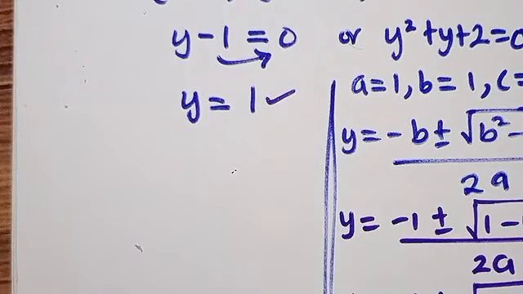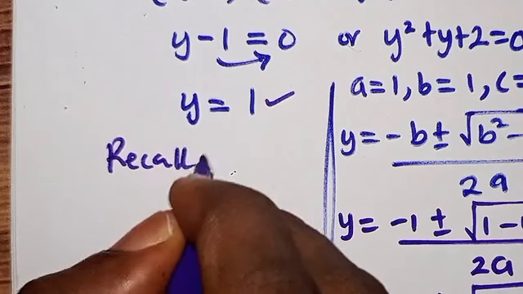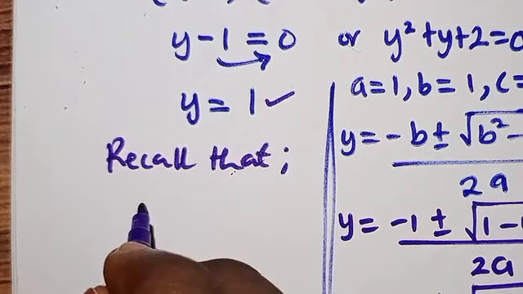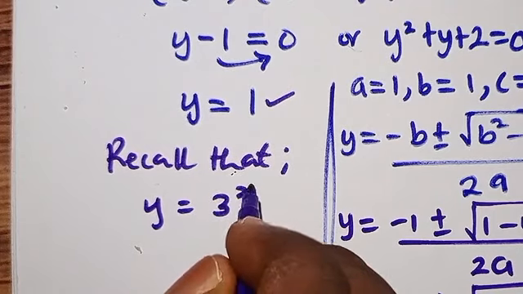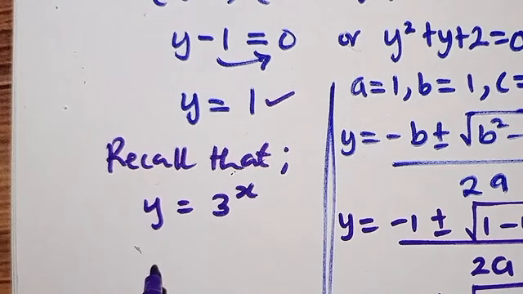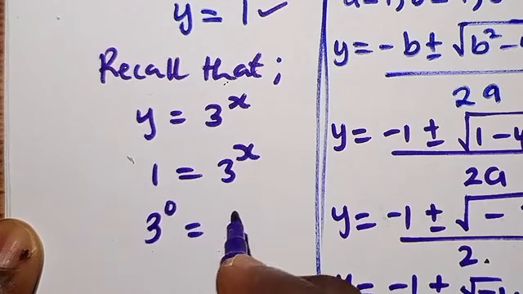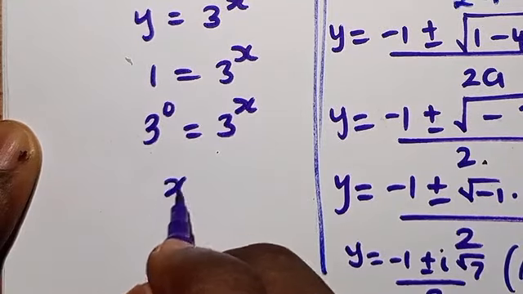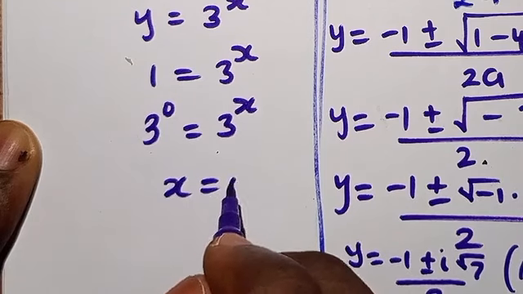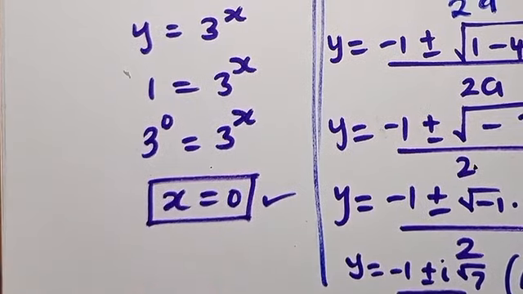So we have to recall that y is replaced to be 3 to the power of x. So whenever you have y, y is 1 equals 3 to the power of x. Now replace this 1 as 3 to the power of 0. You have 3 to the power of x. So since we have the same base, we're going to equate the exponents. We have x equals 0. So we have the solution to be x equals 0.